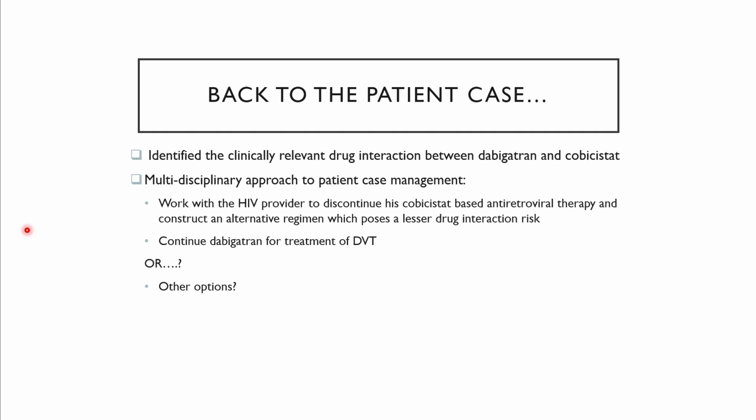So it would be great to work with his HIV provider to discontinue his cobicistat-based antiretroviral therapy and construct an alternative regimen which poses a much lesser drug interaction risk. And in this situation, you could continue his dabigatran and treat him for his DVT. Other options could potentially be, if for whatever reason he cannot tolerate or cannot be switched to an alternative antiretroviral regimen, we do need to think about switching him to another oral anticoagulant, but would need very frequent monitoring to ensure that he doesn't continue to have side effects from his oral anticoagulant.